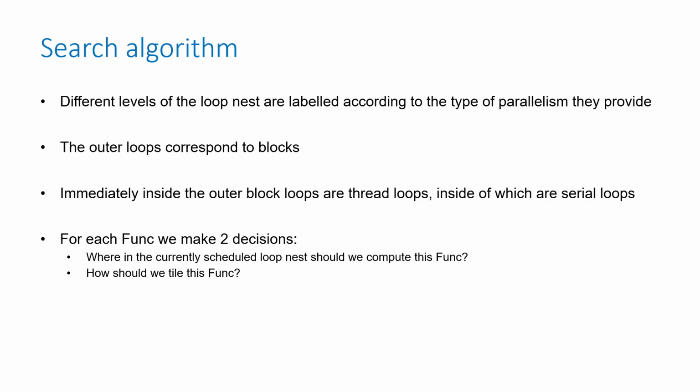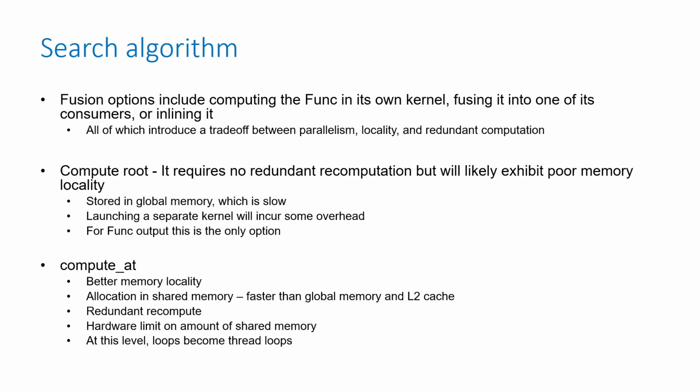Two of the most important decisions for a stage in the pipeline are how you're going to tile it and where you're going to do that computation. Those correspond to the tiling scheduling primitive and the compute-at inter-stage optimization scheduling primitive. Going back to the fusion options, there are three main options. As I mentioned before: computing at the root level, which is compute root; inlining; or the in-between option, which is partial fusion, compute at. There's a trade-off between parallelism, locality, and redundant computation between these options.